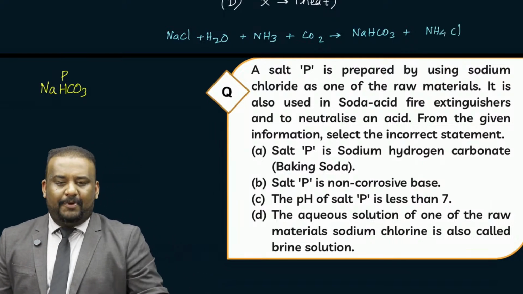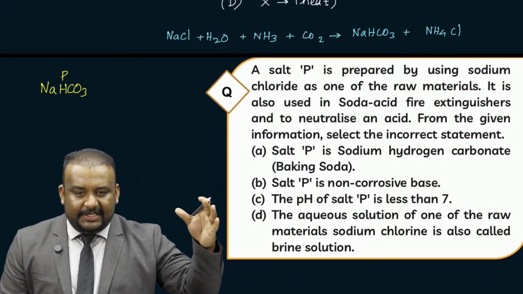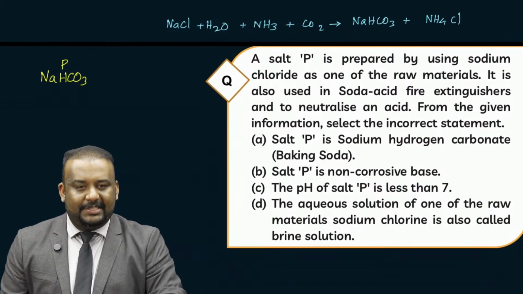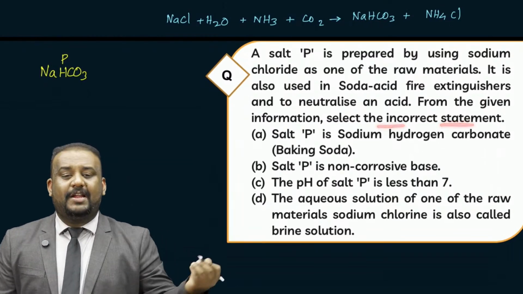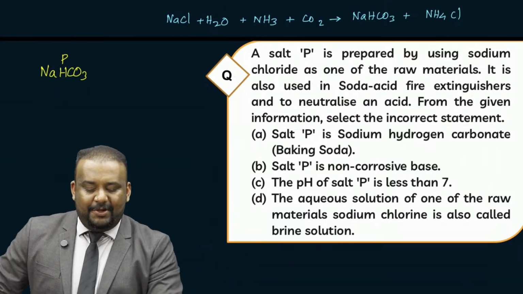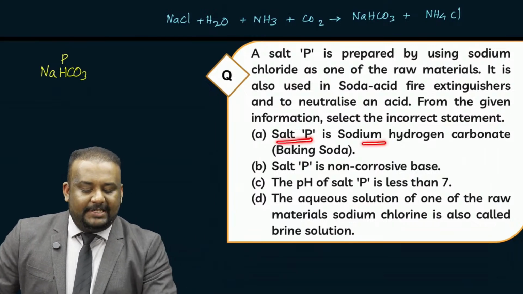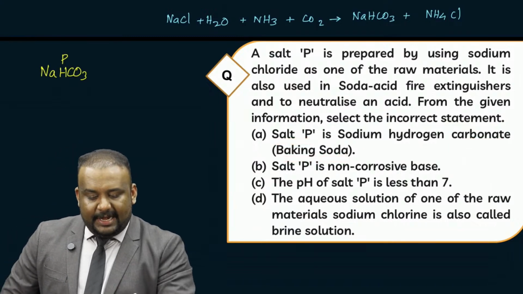This process is the Solvay process, which is used in the preparation of NaHCO3. So the salt which is used in soda acid fire extinguishers is NaHCO3. And from the given information, select the incorrect statement. That's going to be very easy because you know everything about NaHCO3. Let's read. Salt P is sodium hydrogen carbonate, baking soda. That is a correct statement.